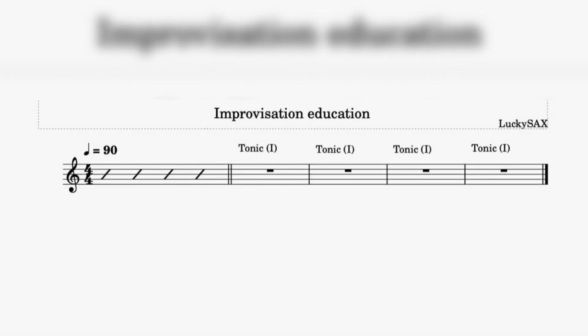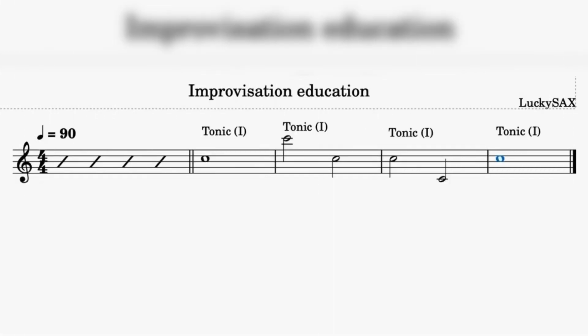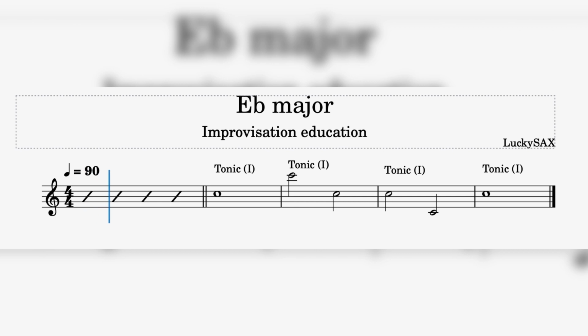Great! Now let's move on to the second exercise. This time we will add a new duration, a half note. It means the duration will be 2 counts, 1 and 2 and. We will learn to alternate different durations in our improvisation. As before, first there will be my version of improvisation, then you will try to play yours.